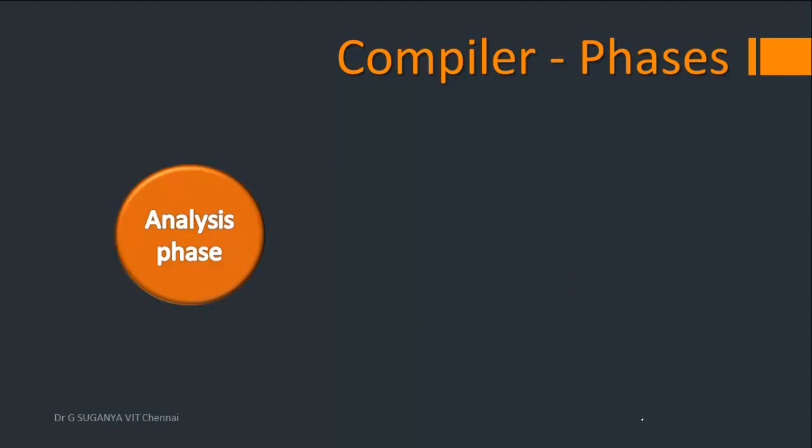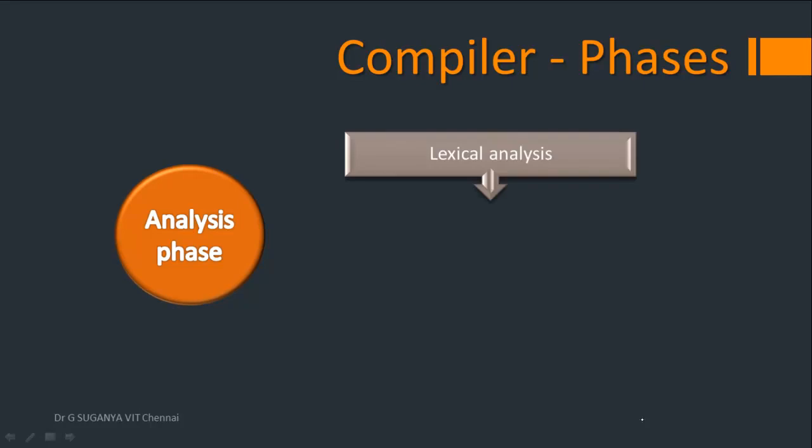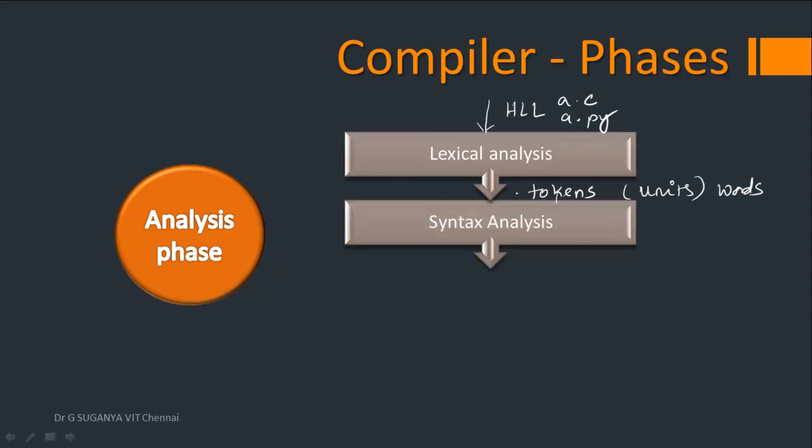Coming to the analysis phase. Again, it contains 4 different phases. This is the first phase of the compiler. The program in high level language will be given as input. For example, it could be a.c or a.py. Tokens are the output. So what is a token? It is nothing but individual meaningful units of the program. You can assume it to be the words. The words are broken down, checked for correctness, and given as input to the second phase of the compiler, which we call syntax analysis.